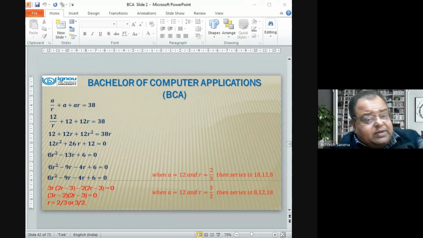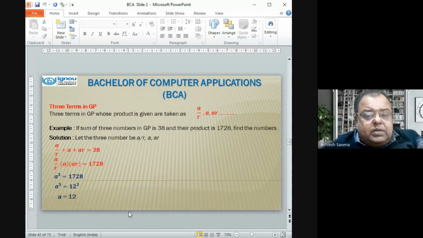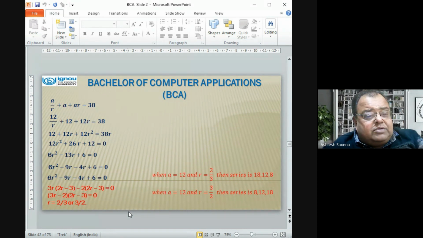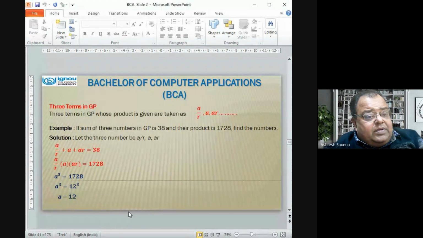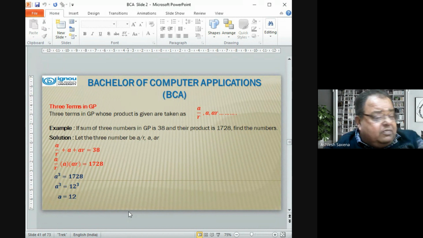Go back to the problem and check it. We have 18, 12 and 8. Place it in any of the equations. 18, 12 and 8. If you are taking R as 2 by 3 and A as 12, see to it whether your first condition is correct or wrong. I'm just telling you, you can check whether you have done it correctly or not.